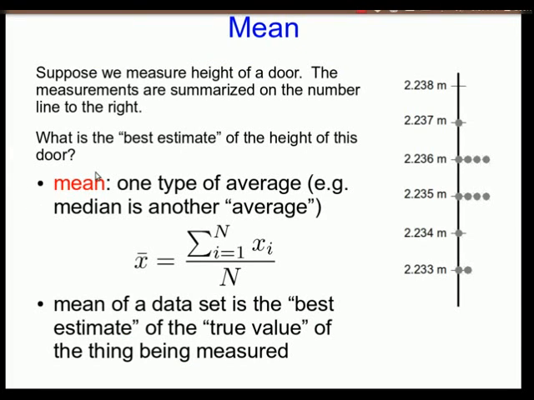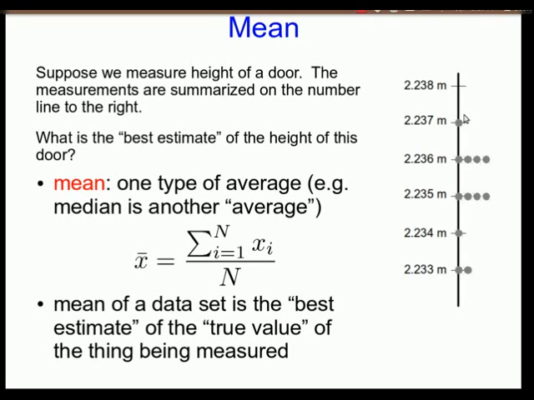So suppose we have measured the height of a door. And we're trying to do a good job of our measurements, and so we've taken multiple measurements. So here are our measurements on a number line. We haven't come up with the same measurement every time, and you can think about why that might be so. But generally, when you're carefully measuring things, you don't come up with the same measurement every time.